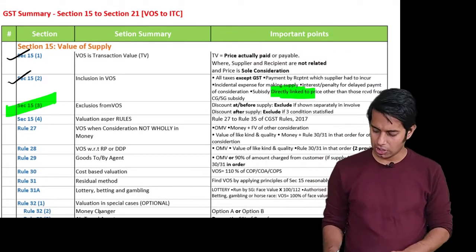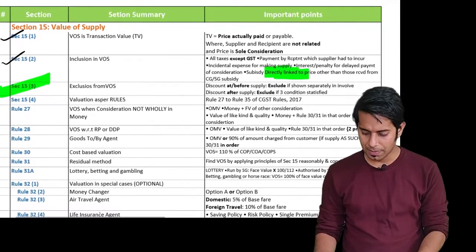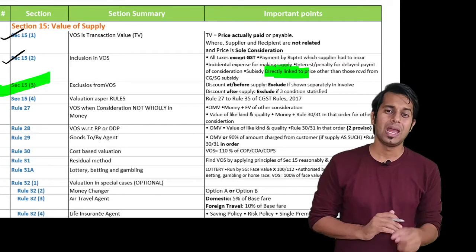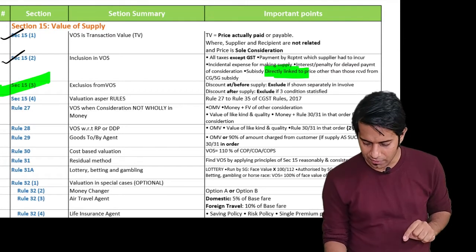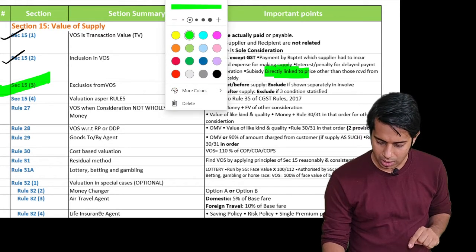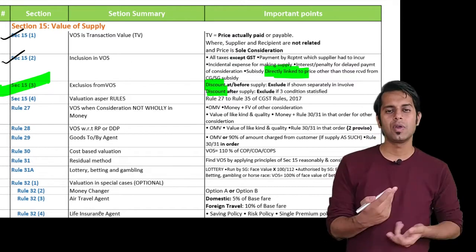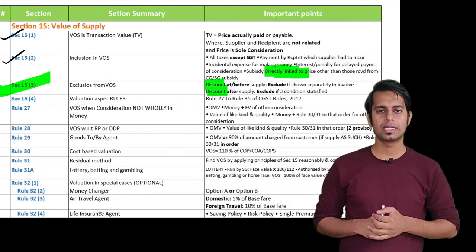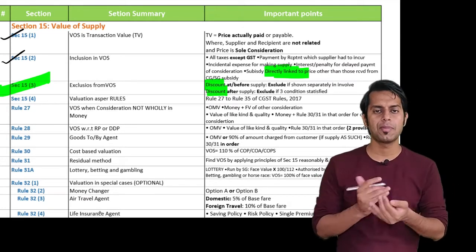Section 15 subsection 3 talks about exclusions from value of supply. What is required to be excluded from value of supply? Only discount can be excluded from value of supply. Now, discount can be of two types. Discount which is given before making the supply or at the time of making the supply, that is discount given before or at the time of making supply.